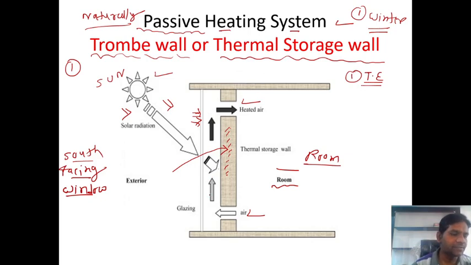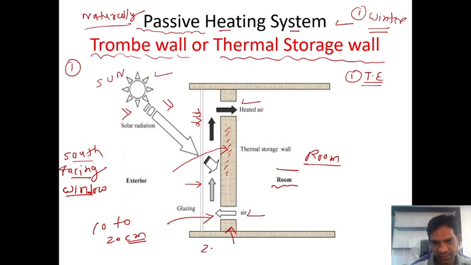The distance between the glazing and the concrete wall is about 10 to 20 centimeters. The distance between these two, how much? 10 to 20 centimeters, the gap between the two.